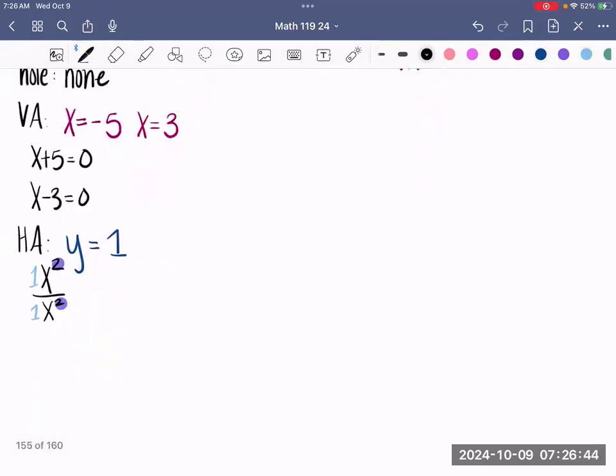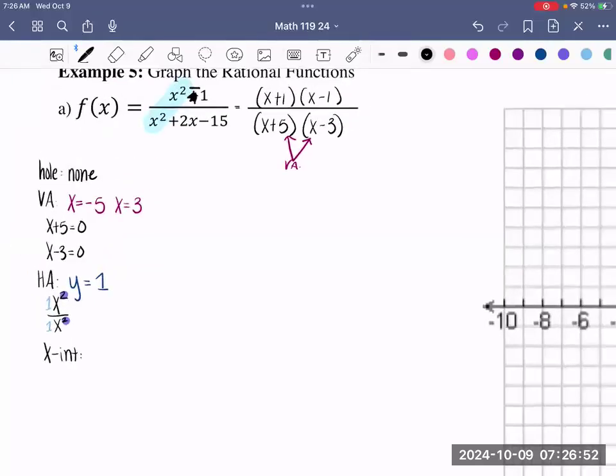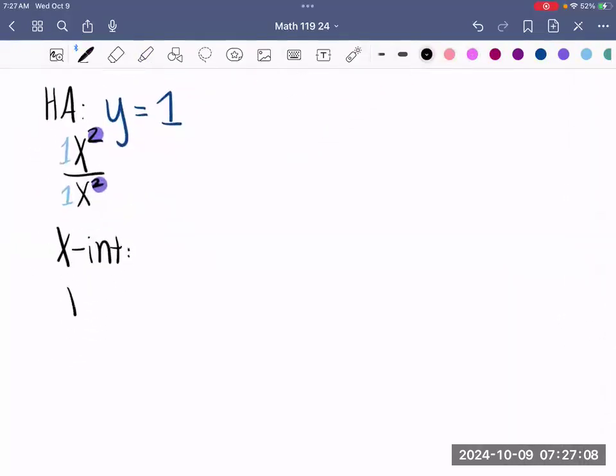Now let's go ahead and find some more special features. So let's go ahead and find your x-intercepts. Now where will this information be found? Well, this information will be found in your numerator. These are your x-intercepts if anything hasn't gotten canceled. So just like we did with your asymptotes, we're going to set them both equal to 0 to locate your x-intercepts. So we have one when x is equal to 1 and when x is equal to negative 1.